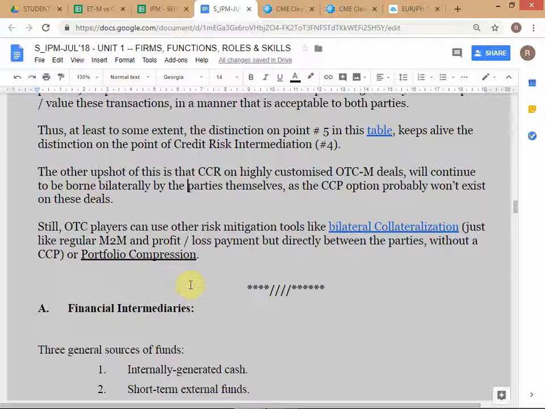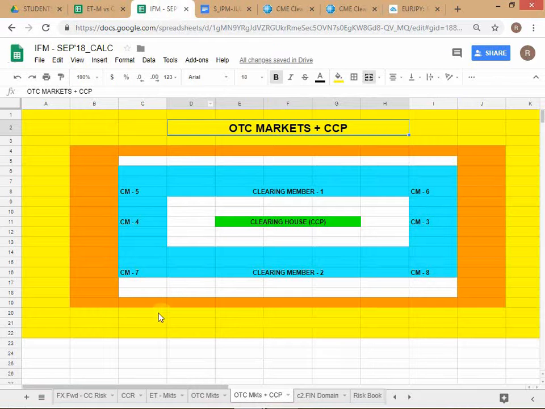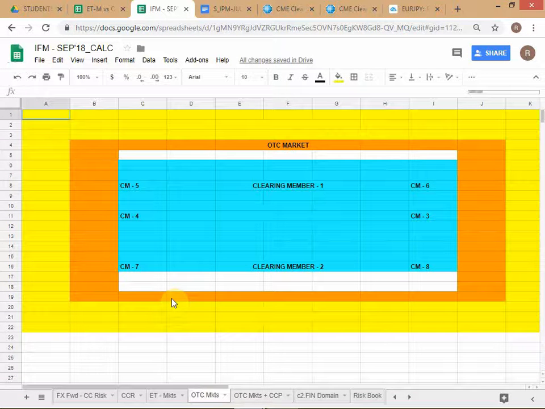There's another concept of bilateral collateralization. Okay, so you have a traditional OTC market here, and I've used the expression clearing member, but it's not really required here. These are just basically market makers. Let's think of them as just market makers or speculators. They could all be market makers, speculators, dealing with each other in the OTC market.